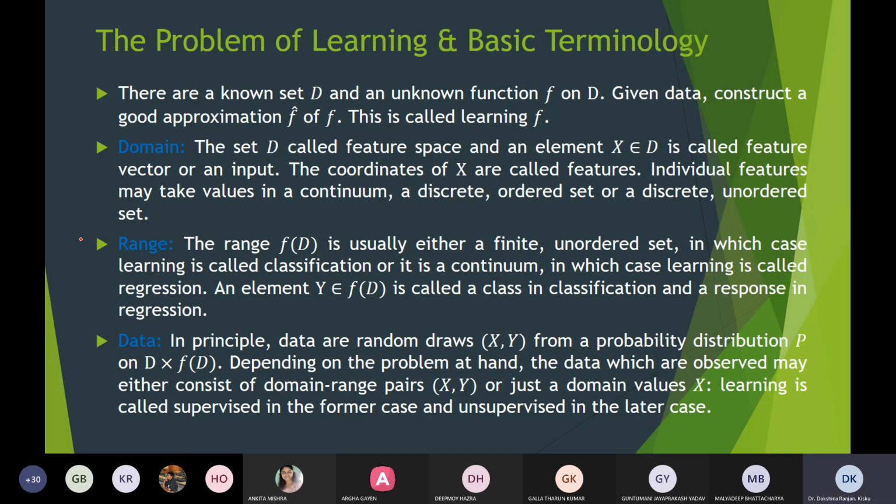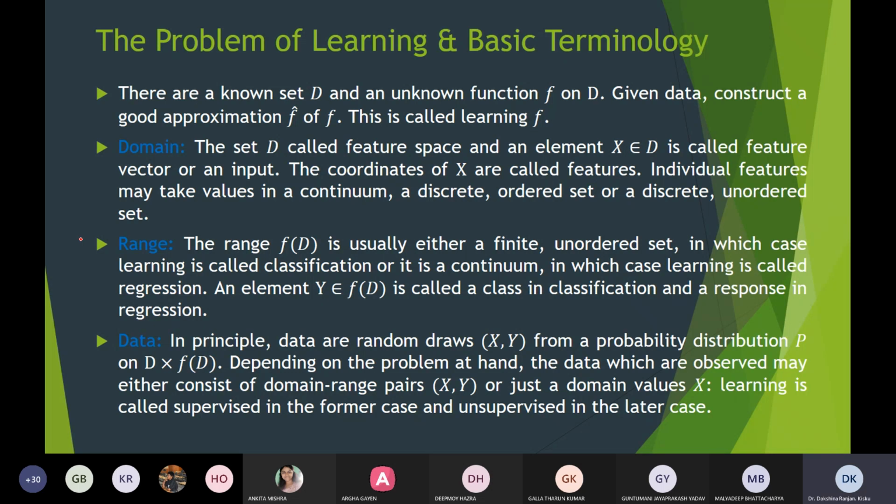The next terminology that we can often find in learning strategies is called the range. Now what would be called range? So range f of d is usually either a finite, unordered set, in which case the learning will be called classification. That means the learning will be called classification when the range is found to be a finite and unordered set.